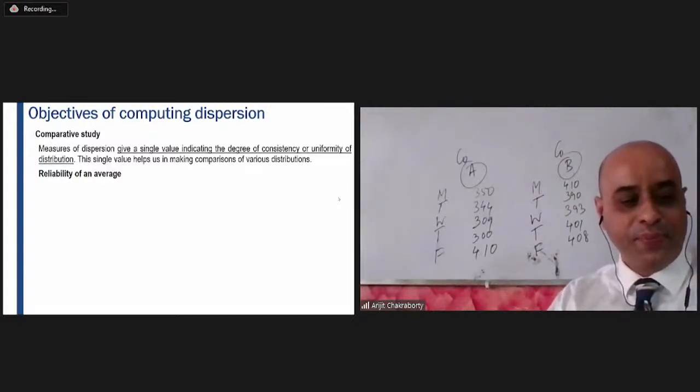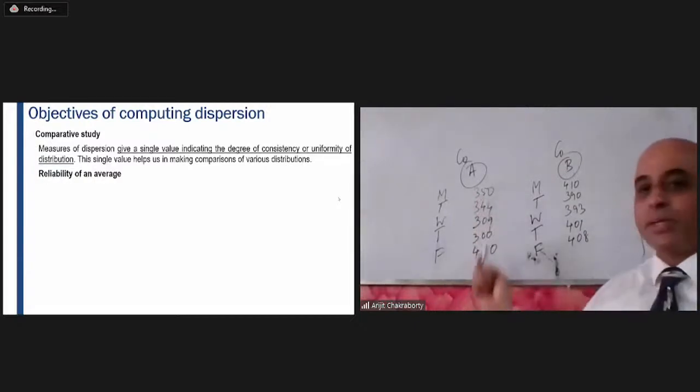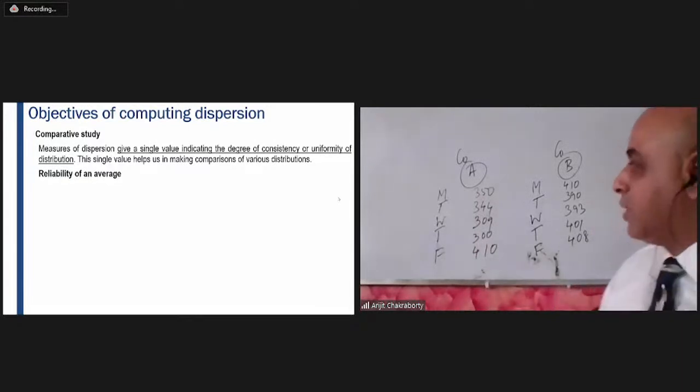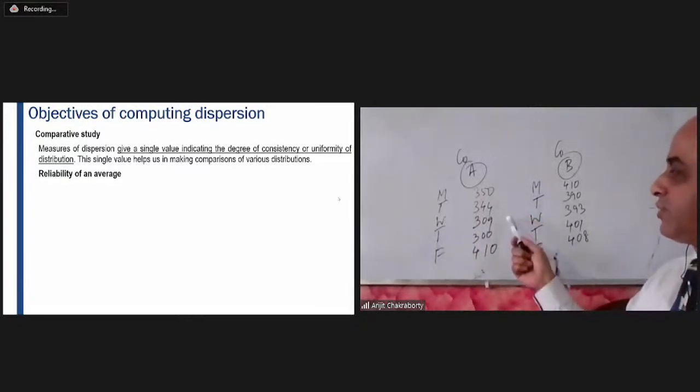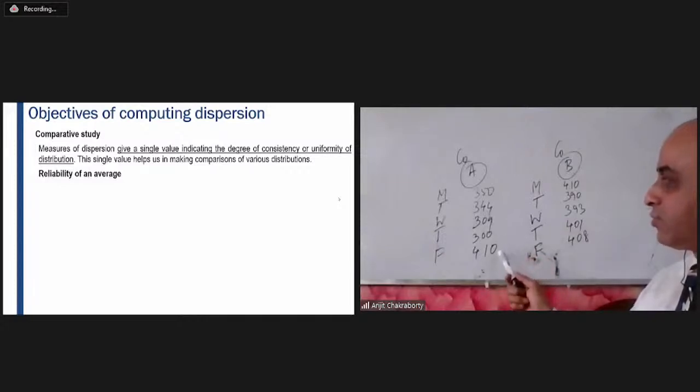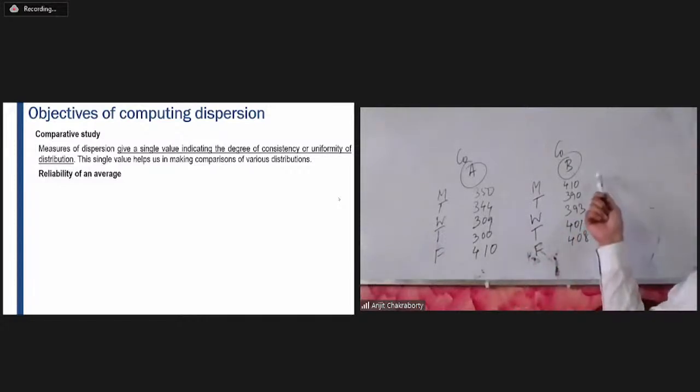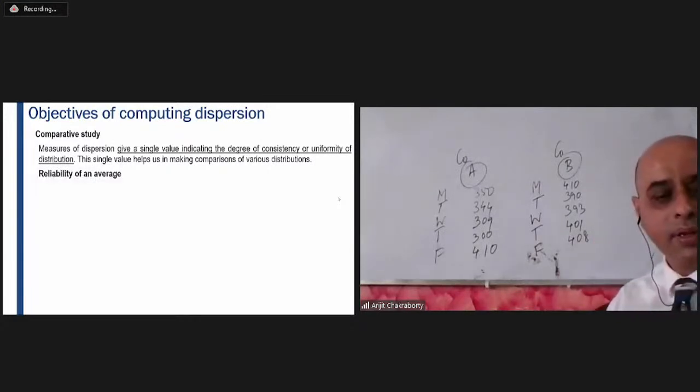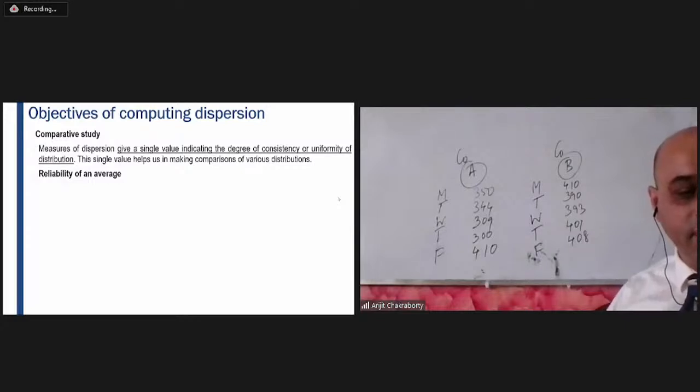Who will say which company's share is better? Company A's prices you can see: 350, 344, 309, 300, 410. And company B you can see: 410, 390, 393, 401, 408. Okay, company B's share is better.